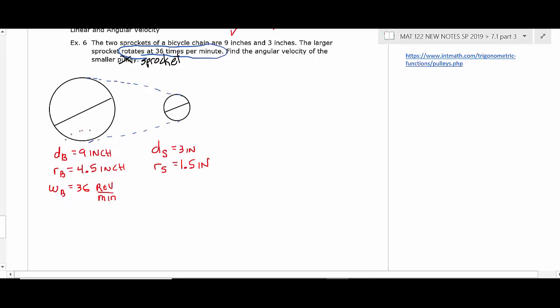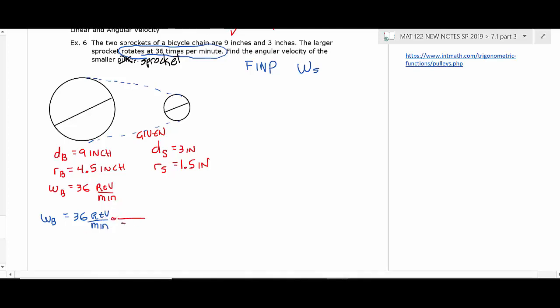All right. Now, this is what we're given. This is all you're given in this problem. What you're going to try to find is the angular velocity of the smaller pulley. You have to go through a series of calculations to do this. The first thing we have to do, if we're working with these formulas, is change this to radians per unit of time. So I've got the angular velocity of the big is 36 revolutions per minute, and I'm going to change that to radians per minute.